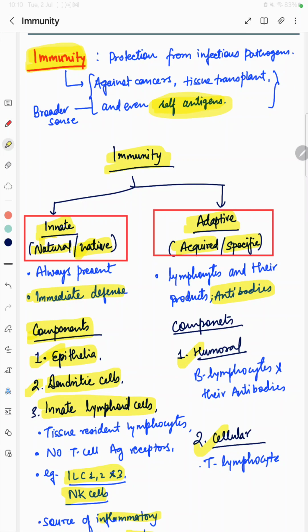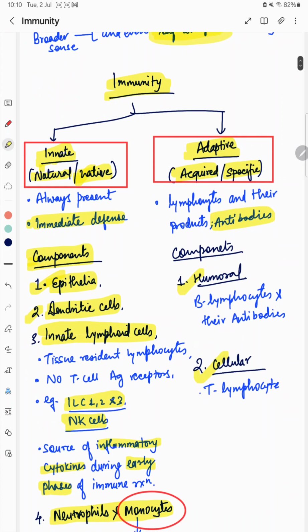Everyone. Today we are going to discuss immunity. So what is immunity? Immunity is protection against infectious pathogens, and it also provides protection against cancer, and it has significance in reaction against tissue transplants and sometimes against self antigen, which we will discuss in autoimmunity. Broadly, immunity is divided into innate immunity, which is also known as natural and native immunity, and the other one is adaptive immunity, which is also known as acquired and specific immunity.